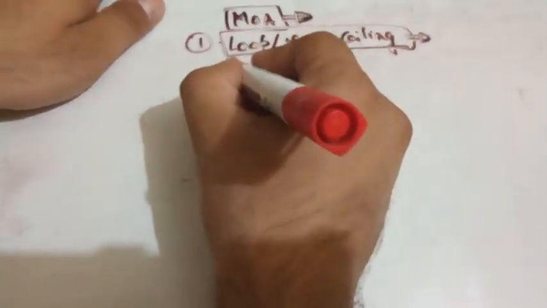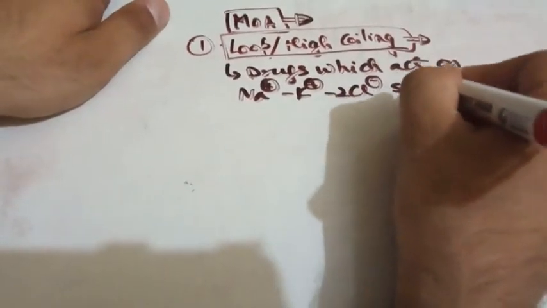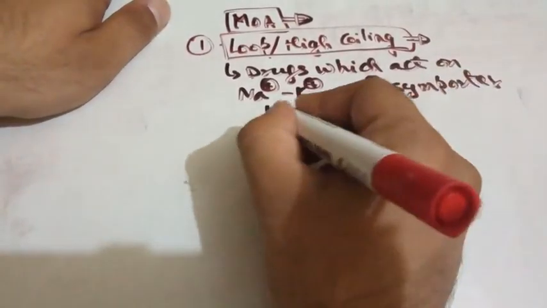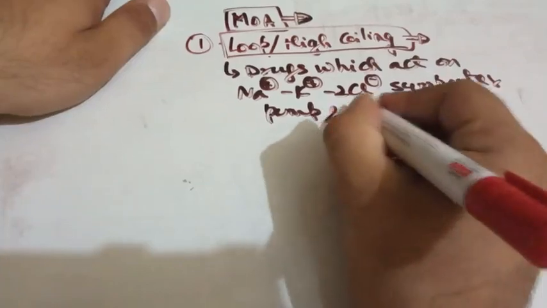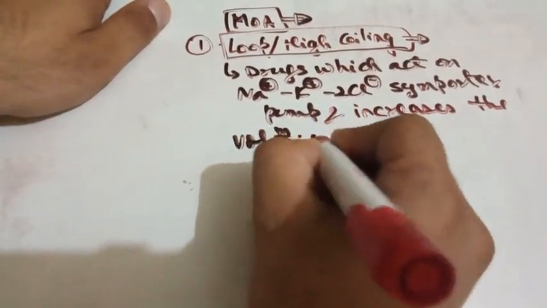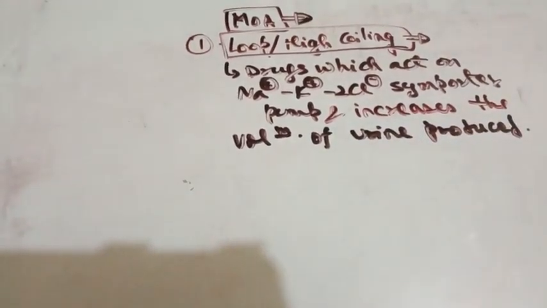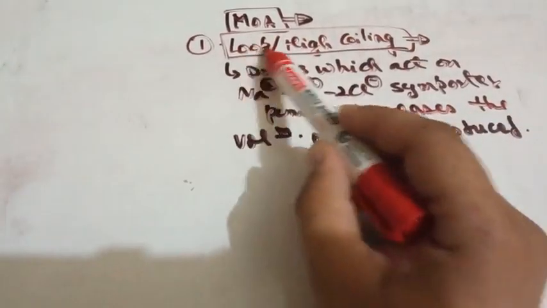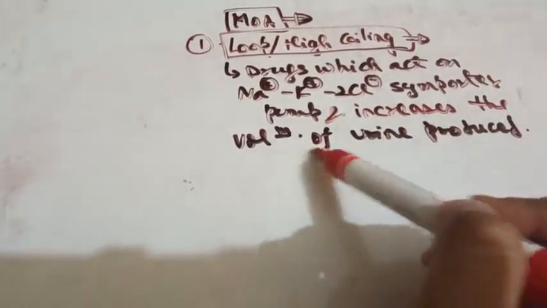So loop or high ceiling diuretics are drugs or diuretics which act on the sodium potassium 2-chloride symporter pump and increase the volume of urine produced. So this is the definition of loop or high ceiling diuretics, that is, the drugs which act on the sodium potassium 2-chloride symporter pump and increase the volume of urine produced.